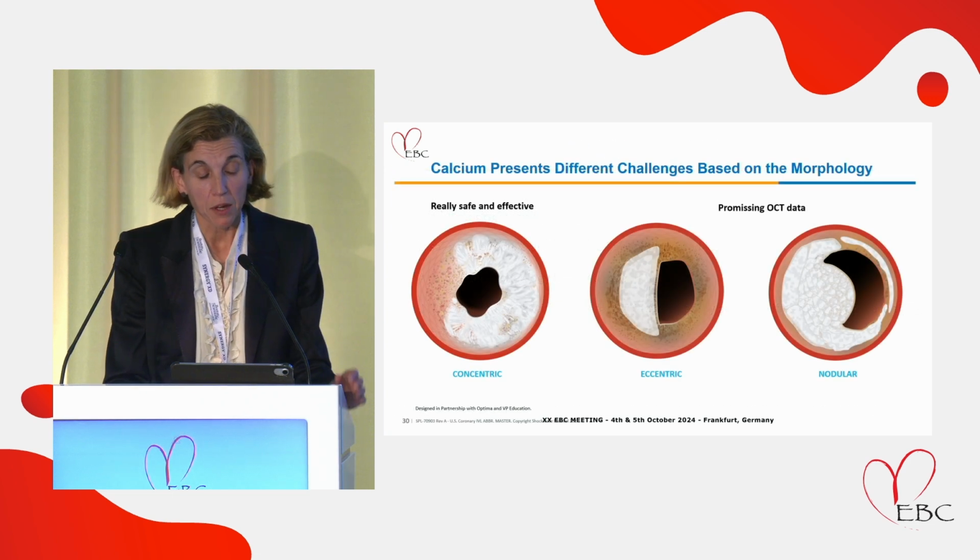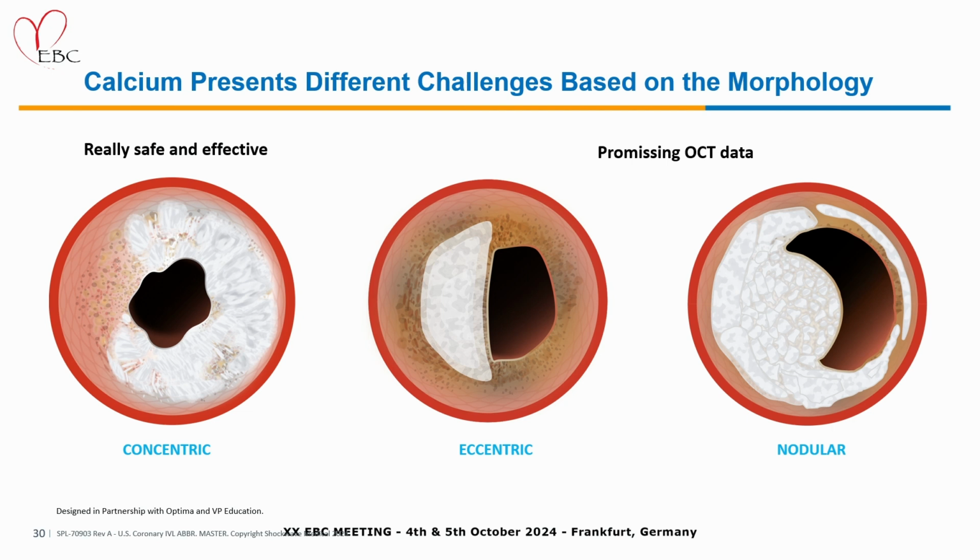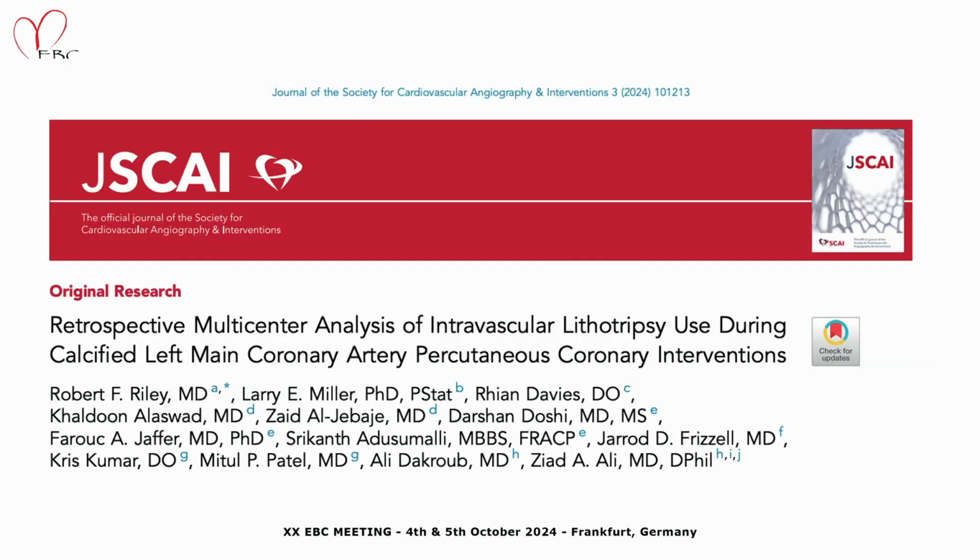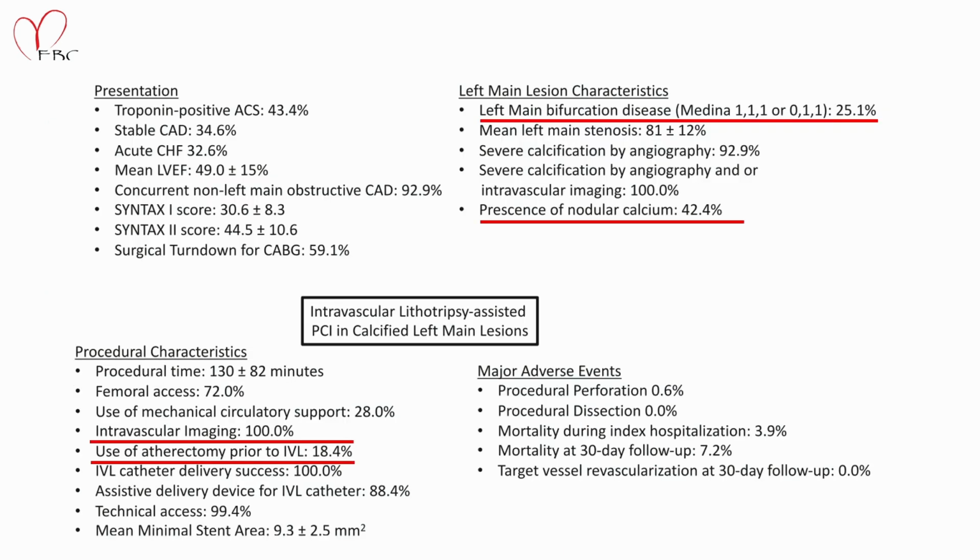Also, I think we know that IBL is really safe and effective when there is concentric and thick calcification. It's also really effective in undilatable stents, and we have some initial promising data in eccentric and nodular calcification. This is a retrospective trial analyzing this. To sum up.